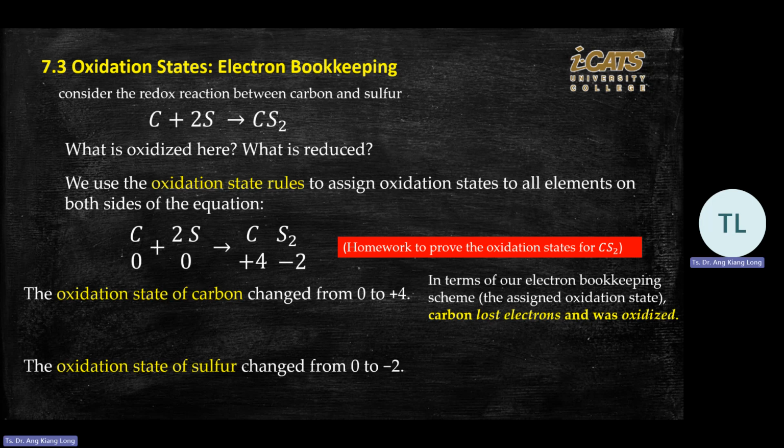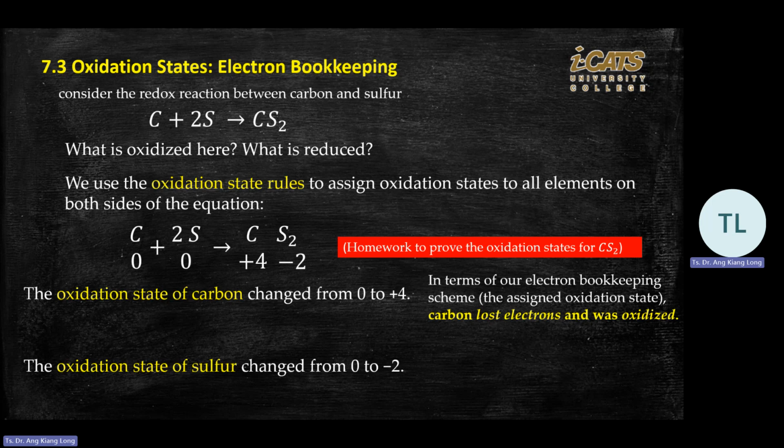Okay, you need to copy the general equation, then do the oxidation state calculation just now. Below the element, write the oxidation state. Then write this statement: the oxidation state of element A, in this case carbon, how it changed from left-hand side to right-hand side. So you see the number in your calculation, in this case, 0 to +4.